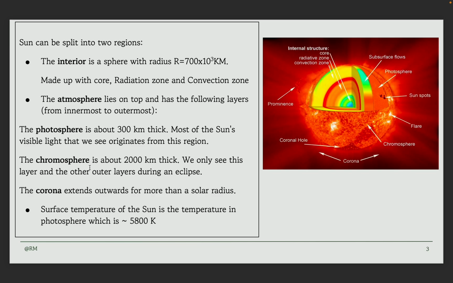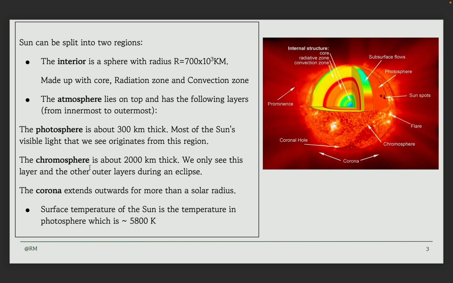So the Sun can be split into two regions. One is the internal region and another is the external or atmospheric region. The internal region has three divisions: the core, the radiation zone, and the convection zone. The atmosphere can be differentiated into three other parts: the photosphere, the chromosphere, and the corona.